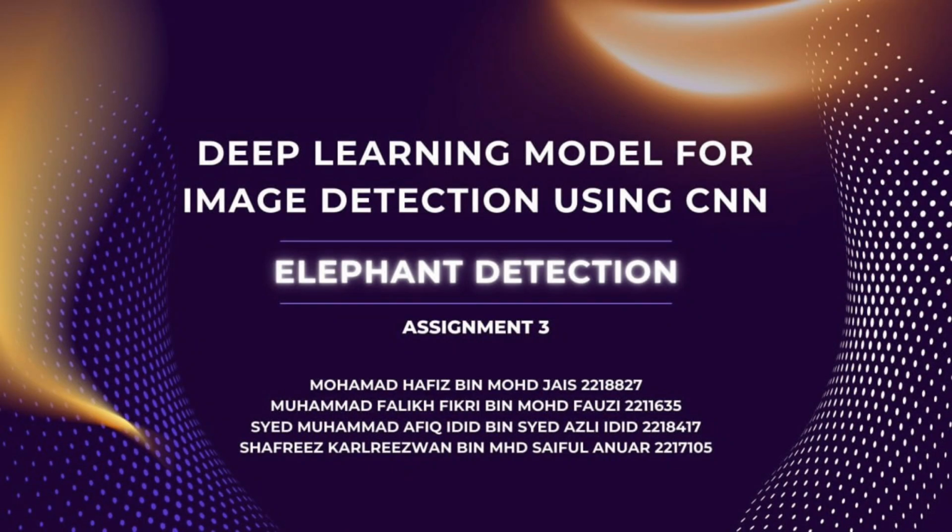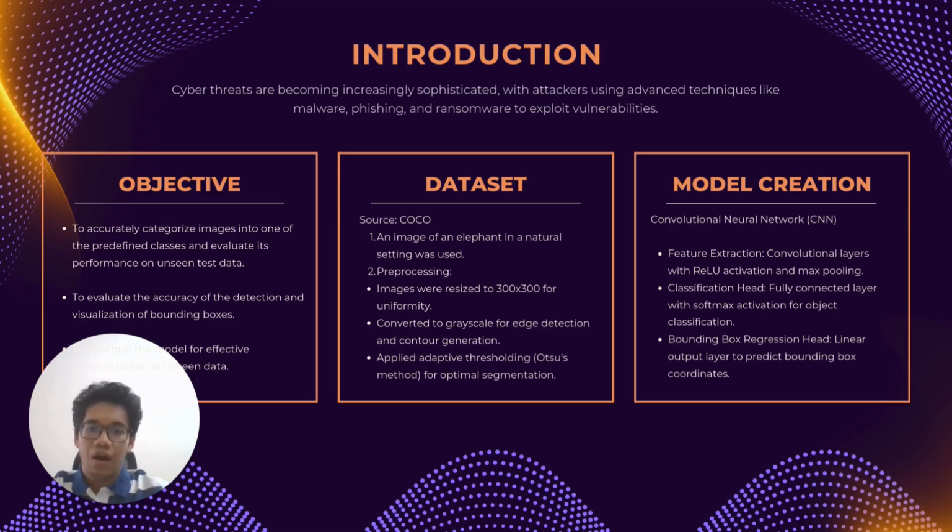Assalamualaikum warahmatullahi wabarakatuh. We are from Group D conducting Assignment 3 about a deep learning model for image detection using a convolutional neural network. Our objective in this project is to accurately categorize images into predefined classes and evaluate the model's performance on unseen test data. Next, to evaluate the accuracy of image detection and visualize bounding boxes around the objects. And lastly, to optimize the model for effective generalization, ensuring reliability on new unseen data.